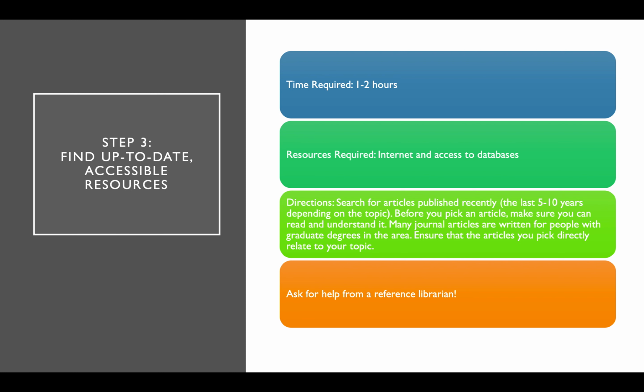This means that you may not be able to understand some of the journal articles you come across. If you can't understand the article, don't use it as one of your resources. Also, make sure your article directly relates to your topic. Just because it has the name of your topic in the title doesn't mean it's going to help you with this particular research assignment. If you have any issue at all, ask for help from a reference librarian. They are wonderful resources who can assist you in finding great references.